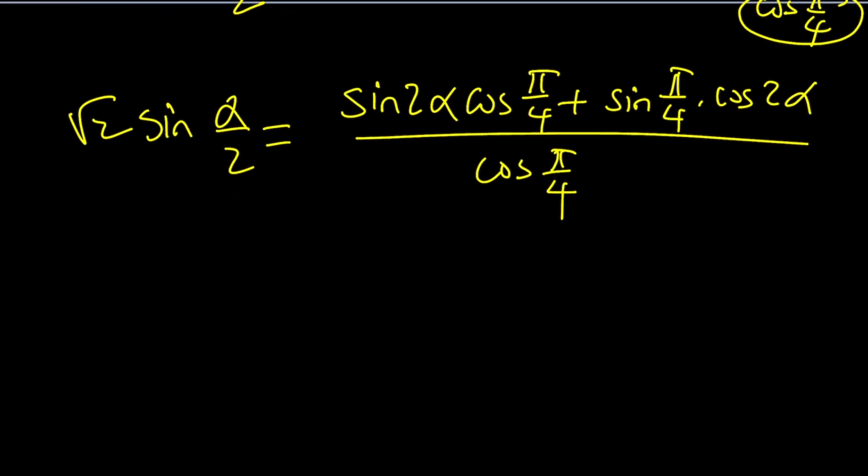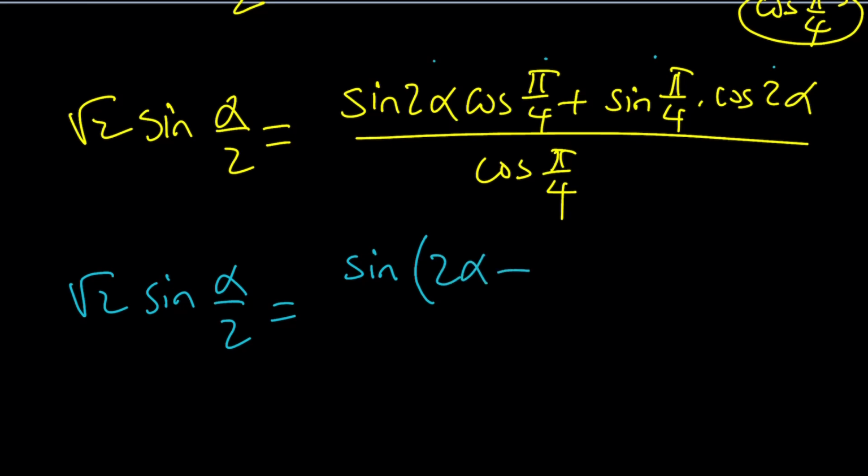And now the numerator of the fraction on the right-hand side is actually the sine of a sum. Notice the pattern: sine 2 alpha, cosine beta, sine beta, cosine 2 alpha. You get the idea? In other words, the numerator is equal to sine of 2 alpha plus pi over 4. I like the sine formulas because plus is plus. Okay, that makes sense? I hope it does.